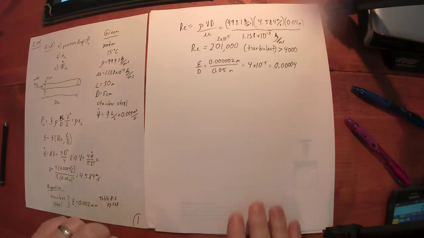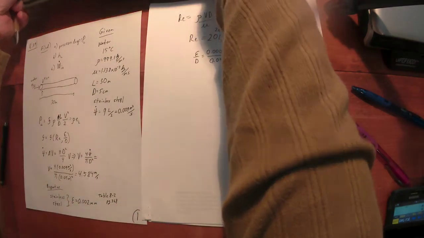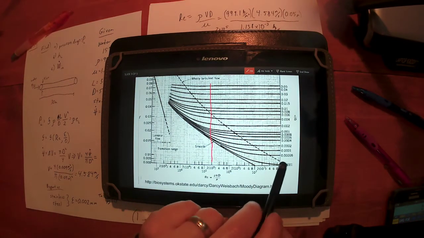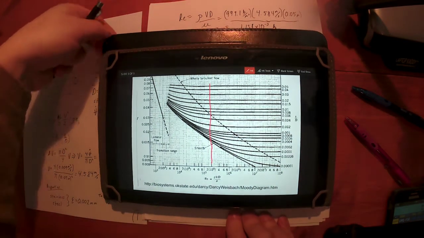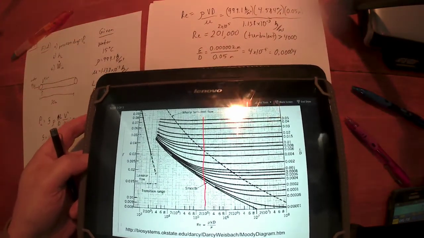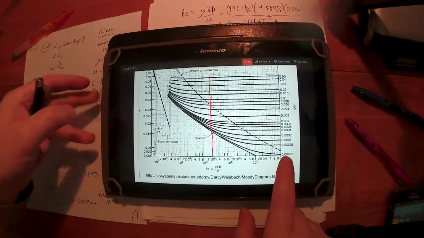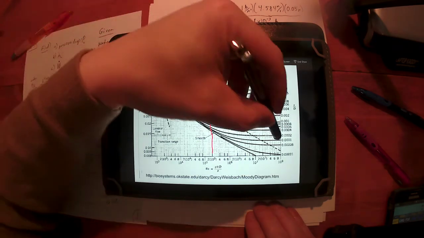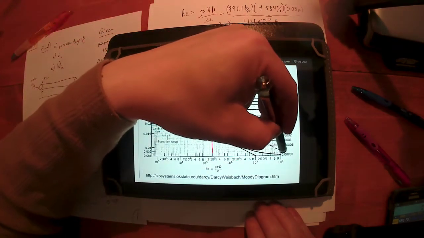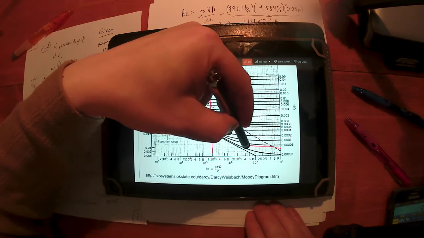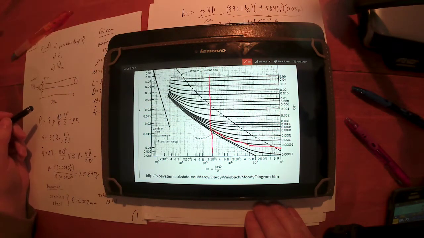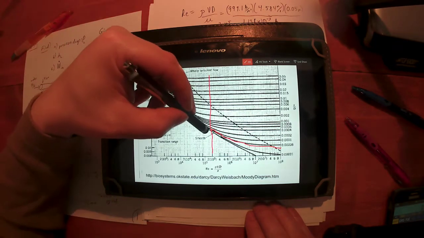And I need to know that because I need to know on my Moody diagram which one of these I'm going to trace. Again, notice, 4 zeros and a 4. Well, I've got 4 zeros and a 1. I've got 4 zeros and a 5. I don't have 4 zeros and a 4. But notice what happens. It's going to be closer to this line. They all kind of cram together, so it's going to intersect right in there somewhere.